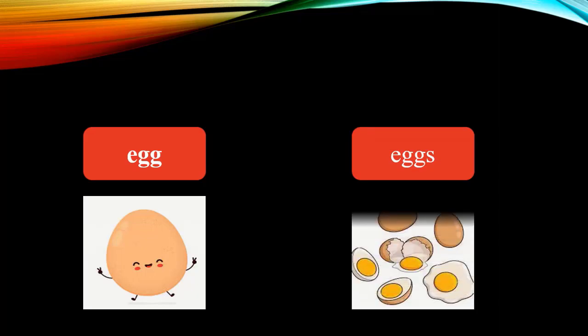Egg is a singular word as it is one in number. Plural form of egg is eggs, which means more than one egg.